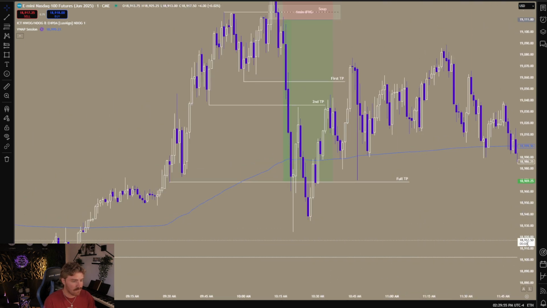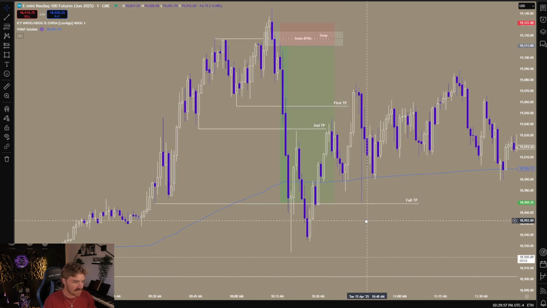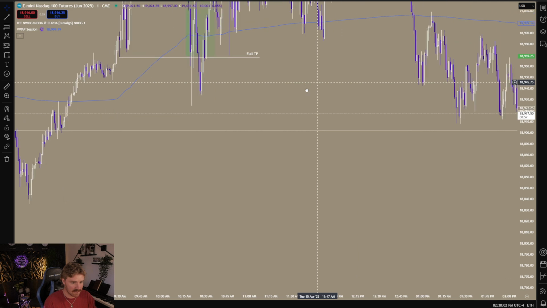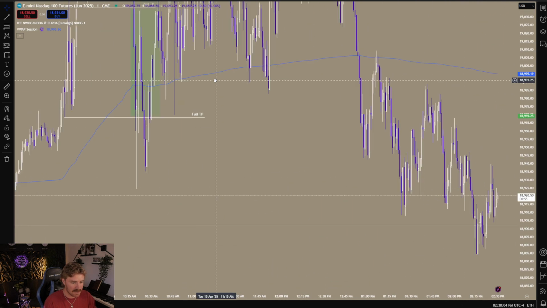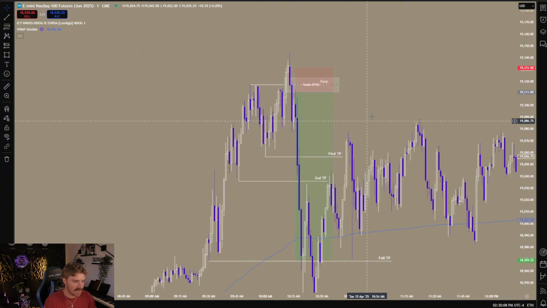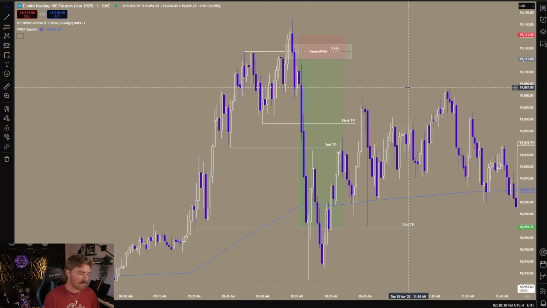So I wouldn't really look to keep trailing my runners here because I'm not expecting price to run. I'm not expecting price to continue down to more sell side liquidity. Even though we ended up running a little bit more later on, that's just not really what I'd expect on a range day. So on a range day, I'm looking to take my profit, walk away.